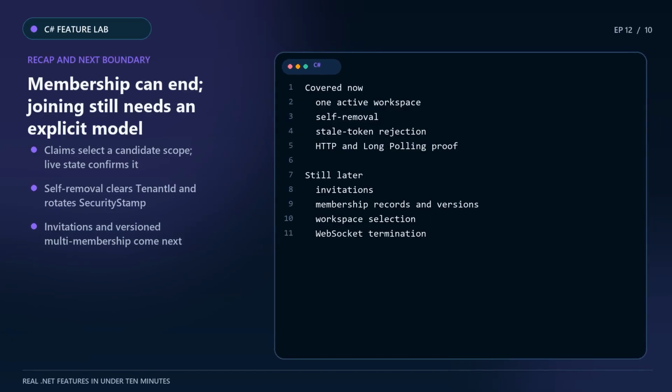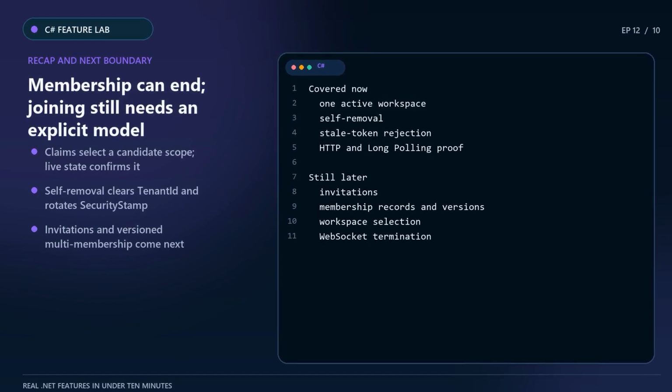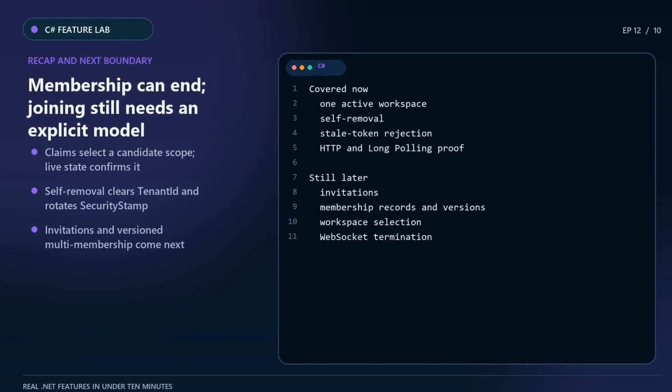We change tenant member from a claim shape check into a live user, tenant and security stamp requirement. The self-removal endpoint derives scope entirely from trusted server state, clears membership, rotates the stamp and saves once. Tests prove the same token stops working, rejoining does not revive it, fresh sign-in succeeds, and SignalR HTTP paths authorize. Keep the boundary honest.